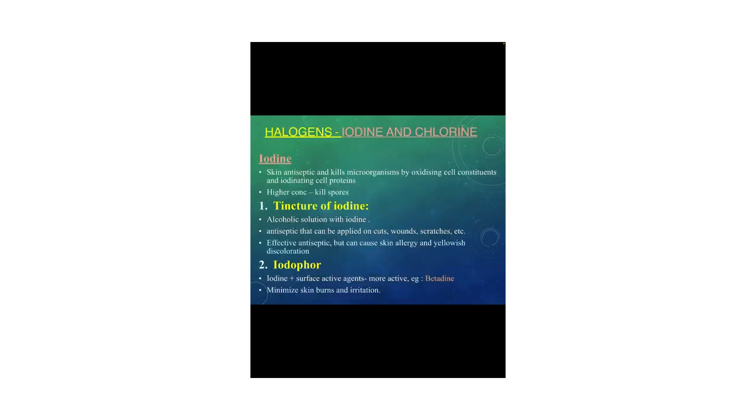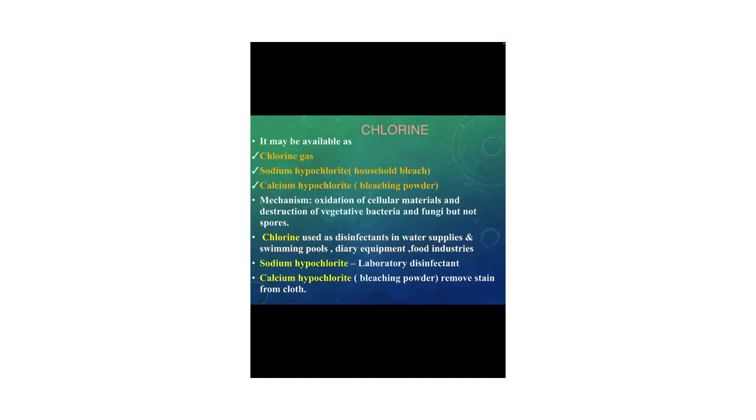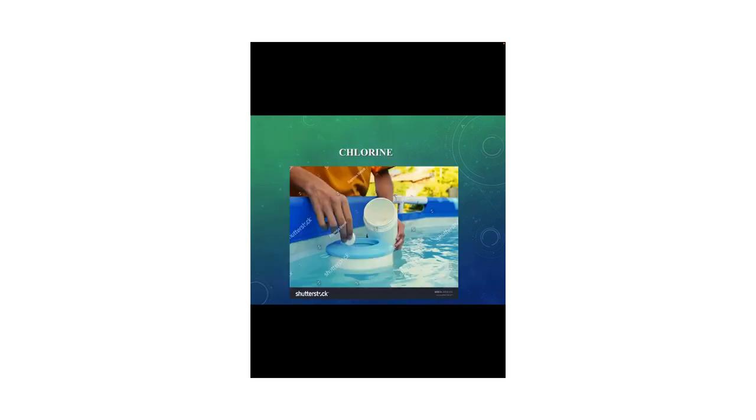Then halogens. Halogens contain iodine and chlorine. Iodine is a skin antiseptic and it kills microorganisms by oxidizing cell constituents and iodinating cell proteins. Then chlorine. Chlorine is mainly used in water purification. Chlorine gas, sodium hypochlorite, and calcium hypochlorite forms are available. It is mainly used to disinfect water supplies, swimming pools, dairy equipment, and in food industries.